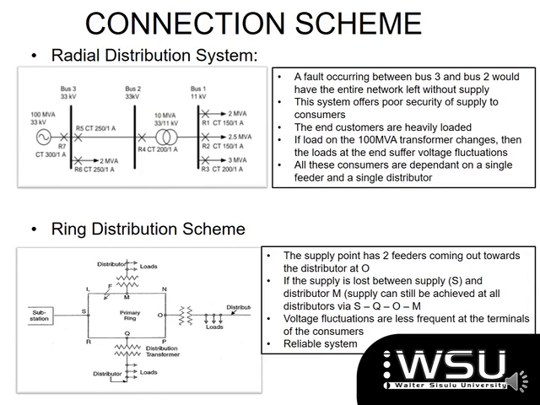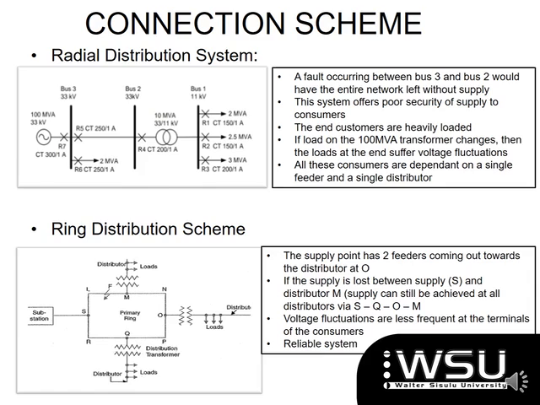And we usually say that for our radial distribution system, the system offers a poor security of supply to consumers, which is what we don't want. Remember, we said we wanted a reliable system. And why does it offer a poor security of supply?